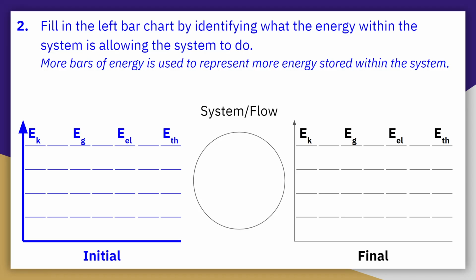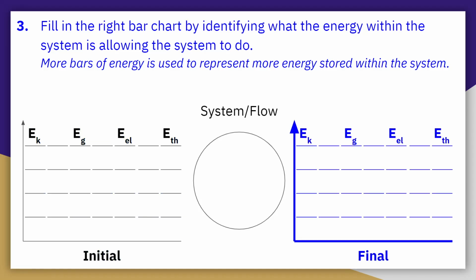Once we have accounted for all of these different energy storage types, we're going to do the exact same thing with the right bar chart. So is the system moving? Is that a height above 0? Is any part of it stretched or compressed? And then do we need to account for any other energy stored within our system?